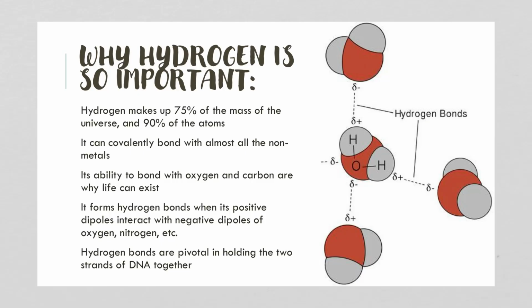We also need to talk about why hydrogen is so important. So hydrogen makes up 75% of the mass of the universe and 90% of the atoms. It can covalently bond with almost all nonmetals. Its ability to bond with oxygen and carbon are why life can exist. It forms hydrogen bonds when its positive dipoles interact with the negative dipoles of oxygen, nitrogen, and other highly electronegative atoms. And hydrogen bonds are pivotal in holding the 2 strands of DNA together. And as you know from grade 11, DNA is the genetic material. We can't have life without it.